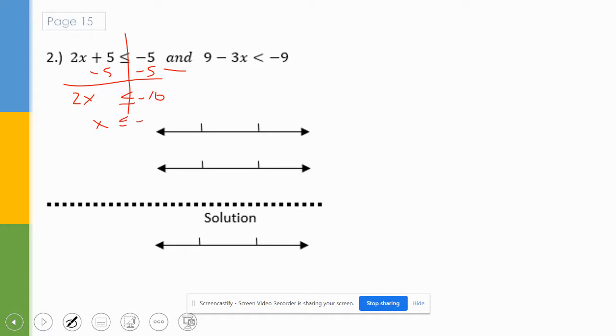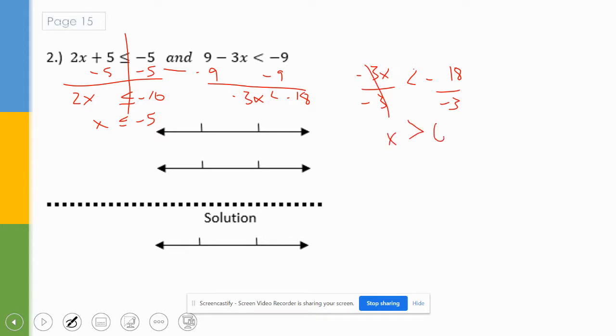So x is less than or equal to negative 5. Be careful here, we got some negatives. When I divide by negative 3, I have to switch the inequality. So x is greater than 6. So I have two inequalities. X is greater than 6. X is less than or equal to negative 5.